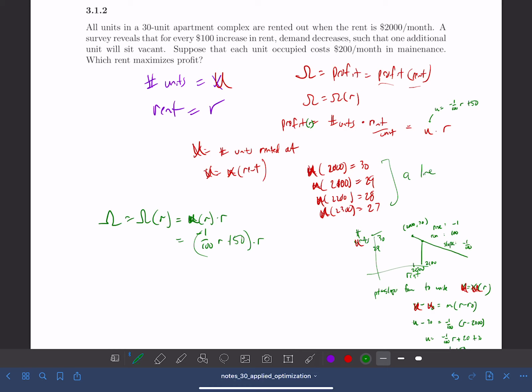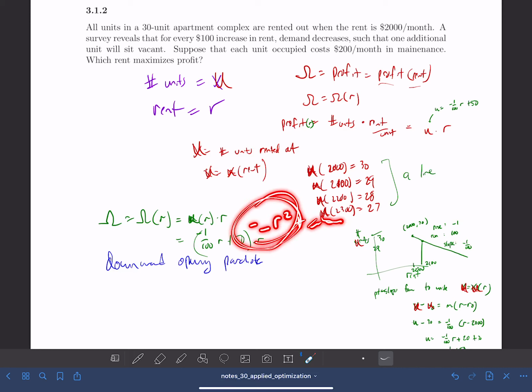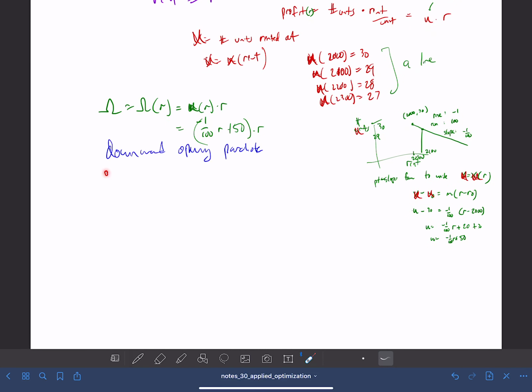This is a downward opening parabola. I know that because I've got a leading minus 1 here, and I've got these two r's here. So this is going to look like minus something times r squared plus other stuff. And it's this term right here that leads me to have the downward opening parabola. So I've got a downward opening parabola as far as the profit function.